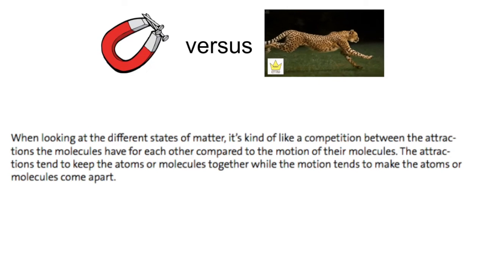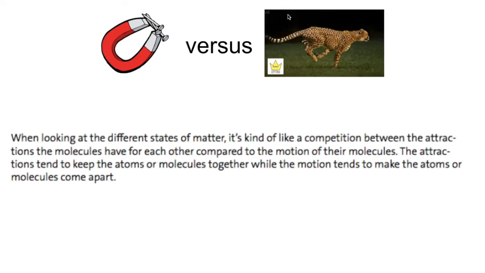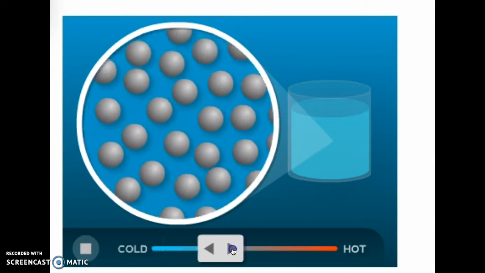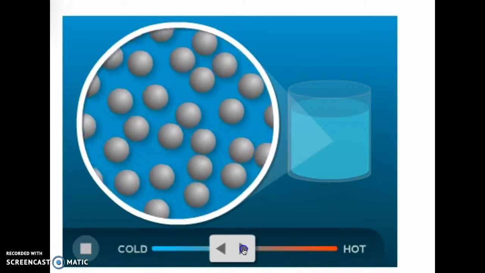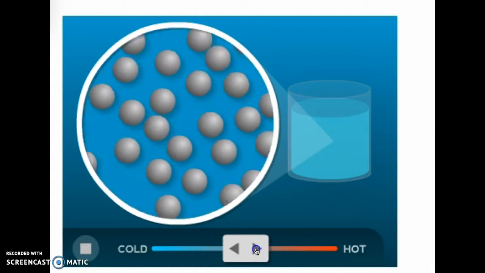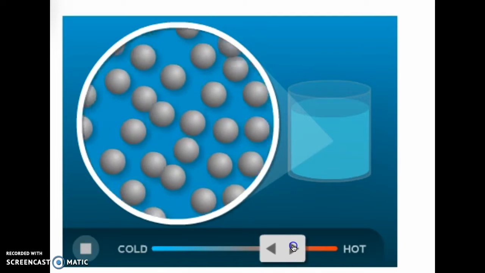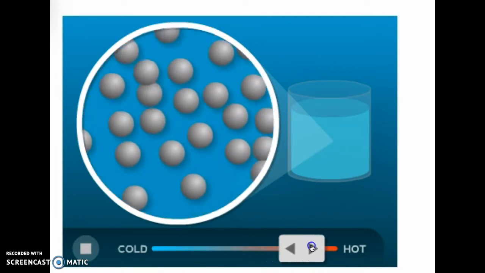When looking at the different states of matter, it's like a competition between the attractions the molecules have for each other compared to the motion or speed of their molecules. The attractions tend to keep the atoms or molecules together, while the motion tends to make the atoms or molecules come apart. The last big takeaway from today was that if you heat up a liquid, the particles will start to move faster and they will get closer together. We'll explore more about this next week.